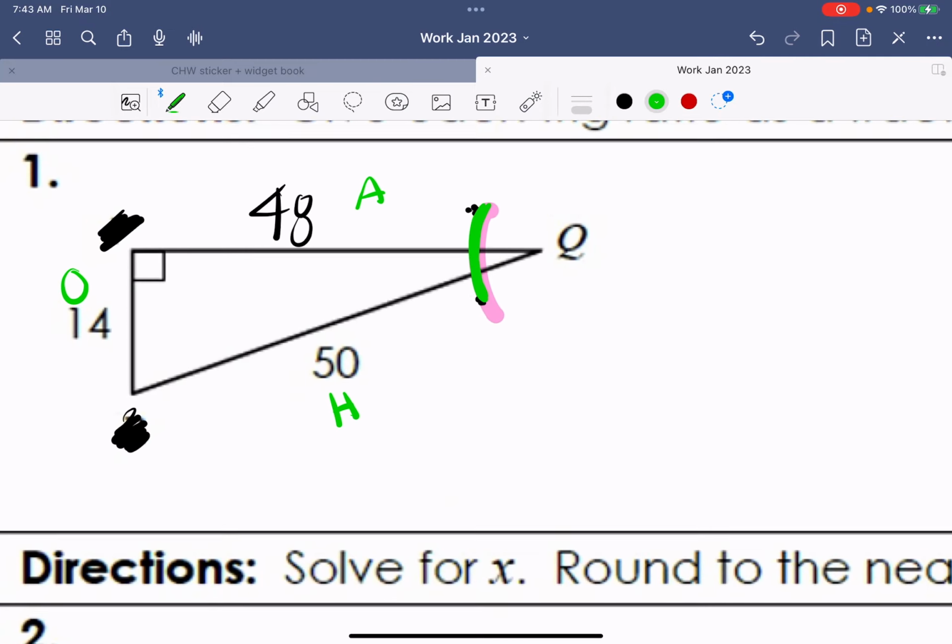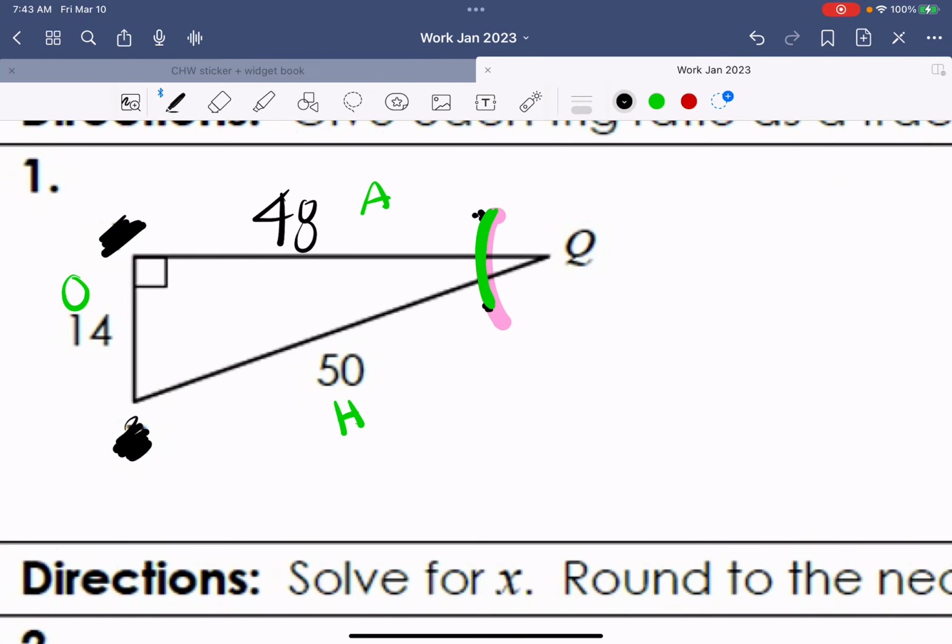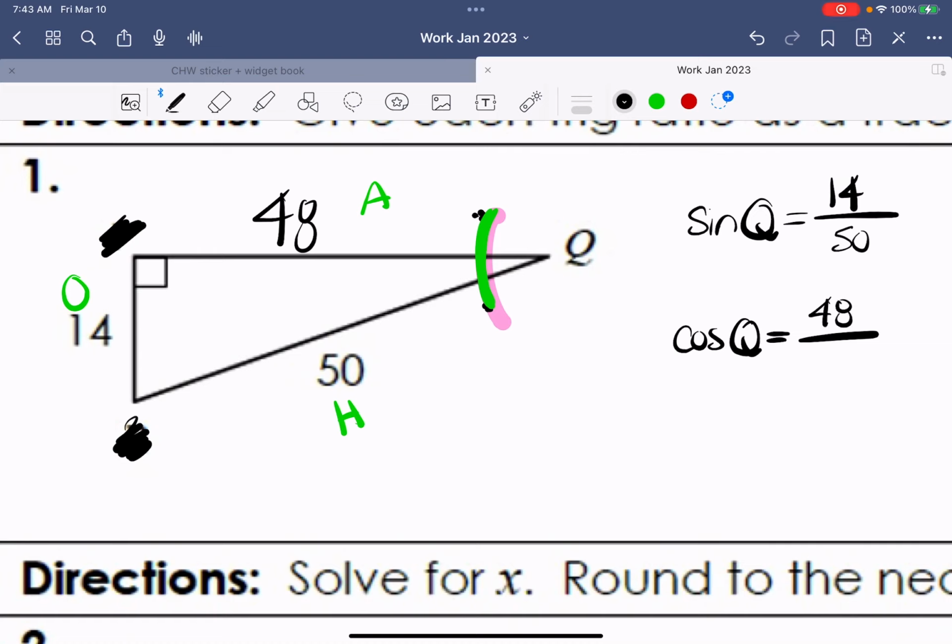So all you are doing really is now answering the question. When they say sine Q, they mean the opposite on top of the hypotenuse. So that would be the 14 on top of the 50. Cosine Q would be adjacent over hypotenuse, so that would be 48 on top of 50. And the last one is tan of Q, which is opposite 14 over adjacent 48. And then there you go, you're done. Those are your three answers of your fractions.